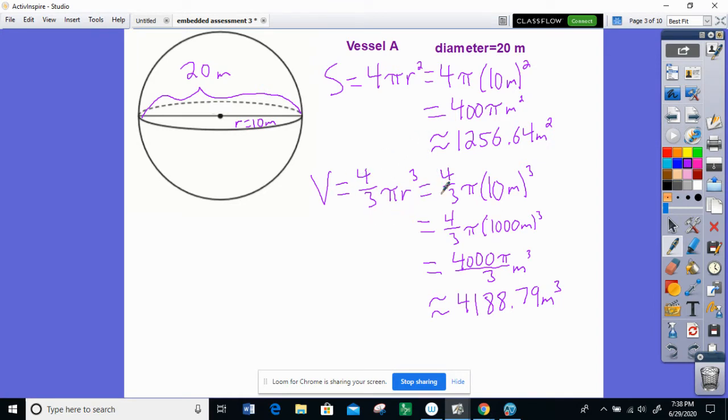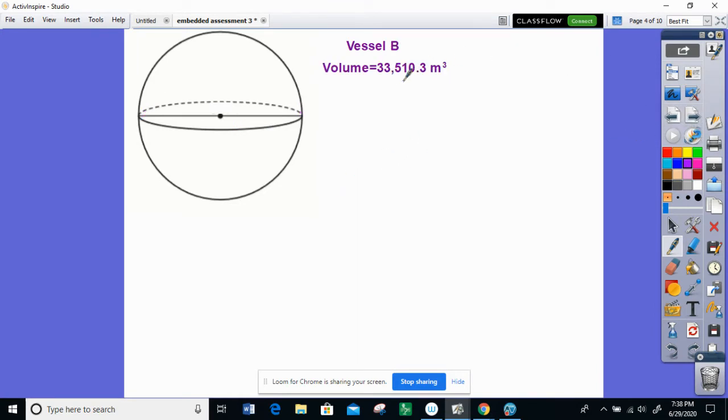4/3 pi r cubed is the volume for a sphere, and we're supposed to set that equal to 33,510.3 meters cubed. That's equal to 4/3 pi r to the third. Well, if our goal is to find out what the radius is, a good first step would be to divide both sides by 4/3 pi. Remember, pi is a number, so it's okay to divide like that. So those cancel out. And our calculator is going to tell us about what this is equal to.